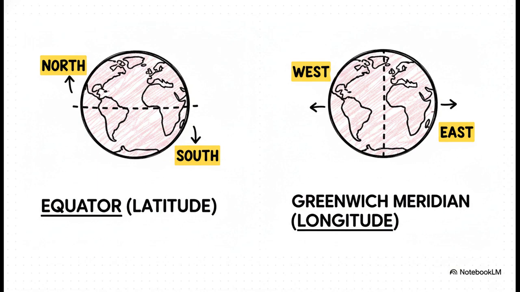A good way to remember is latitude is flatitude. Then you have the Greenwich meridian. It's a long line that runs from the North Pole to the South Pole, dividing the world into the eastern and western hemispheres. That's a line of longitude.